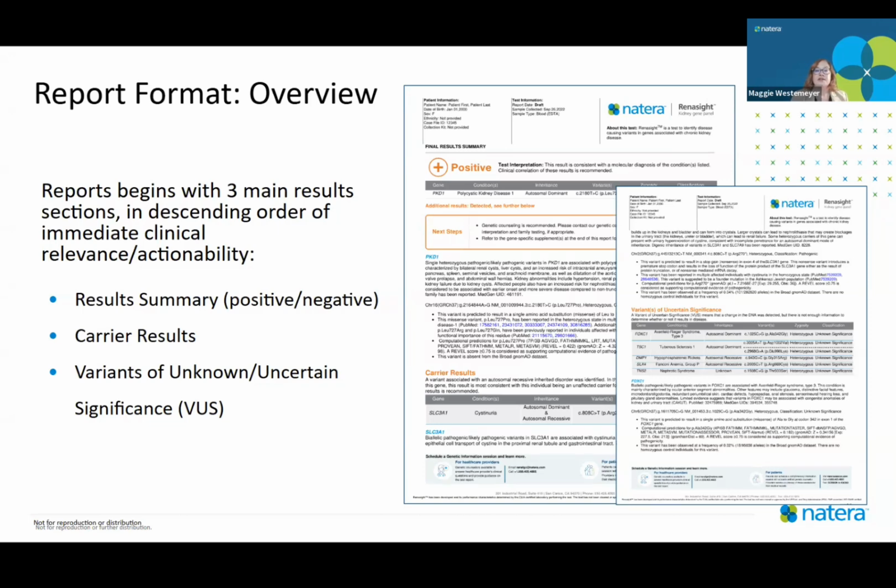So I'll discuss each of these sections in more detail, but on the report, you'll find the results summary first, which indicates if it's a positive or negative result. And then if there are any carrier result findings, those will be listed next on the report. And lastly, variants of uncertain significance. It's important to recognize that some laboratories may report those VUS on all orders. On the Renasight test, given the complexity of dealing with VUS, we've actually made that optional so that can be ordered on a test by test basis, depending on clinician and perhaps patient preference in your discussion with your patient in terms of how much information you would like to have on a test result and how that may or may not be useful to you.